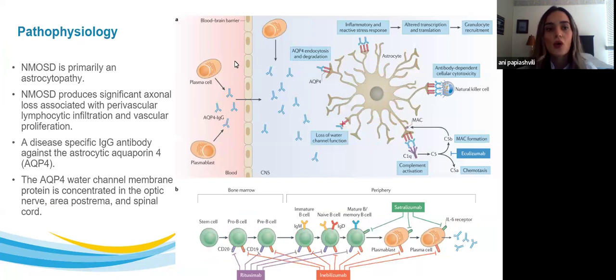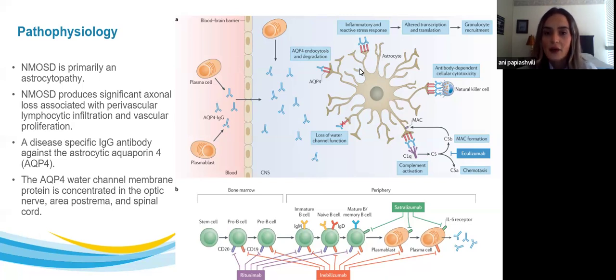As you can see here, NMOSD is primarily an astrocytopathy. So what does it mean? It means that it primarily affects astrocytes, and after that it will cause secondary damage of oligodendrocytes and demyelination, right? In this condition, I found a very interesting approach. What is the explanation of the development of this condition? It is autoantibodies, IgG antibodies, which are against aquaporin channels.